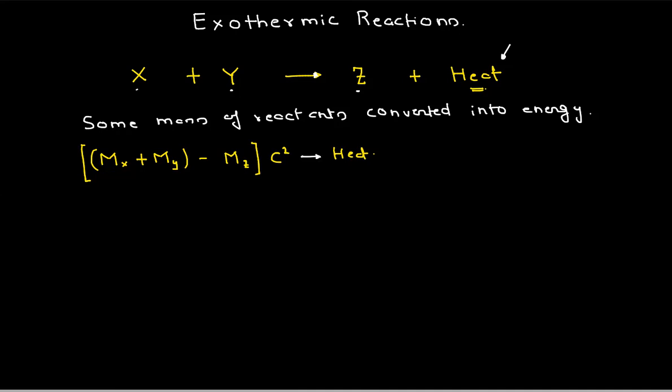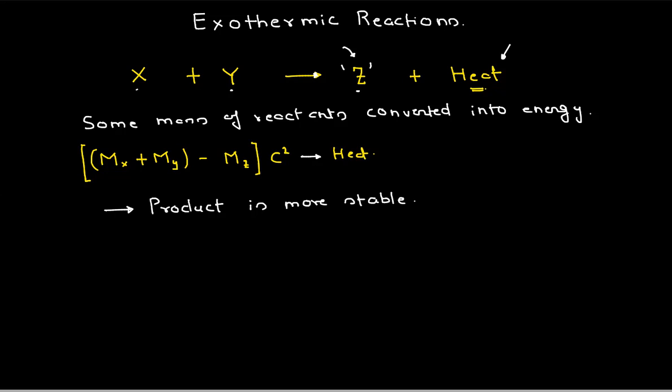Okay, anyone has any doubt? Of course, there is an assumption here: product is more stable. Whenever an exothermic reaction happens, the product is more stable. You have released some amount of energy, so lesser energy is remaining with Z. So how much energy is left with Z?